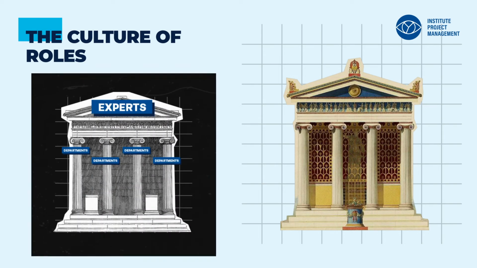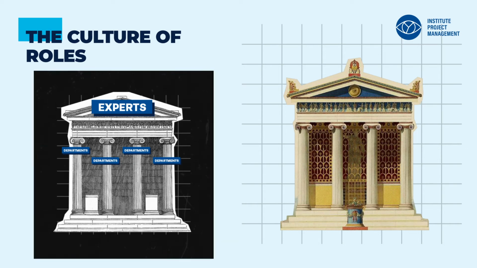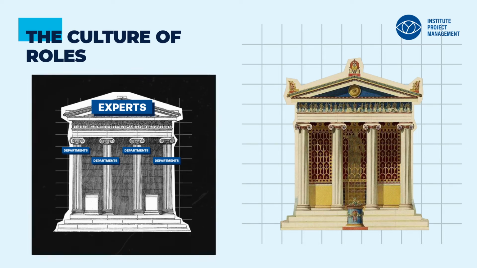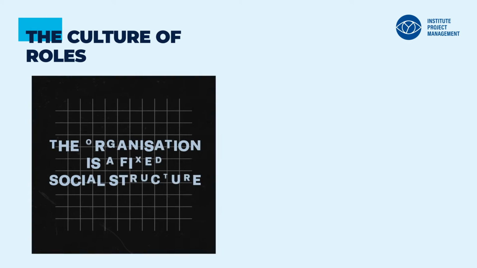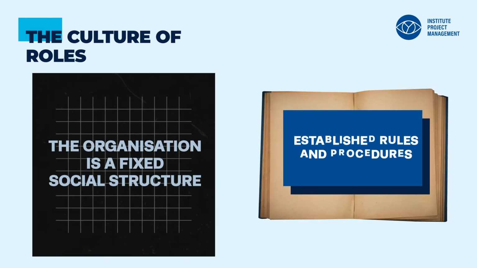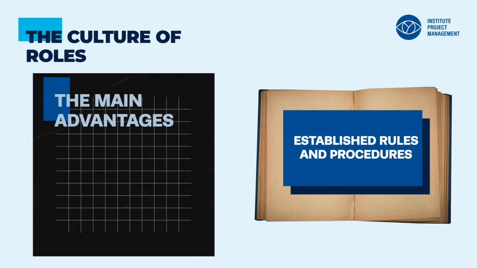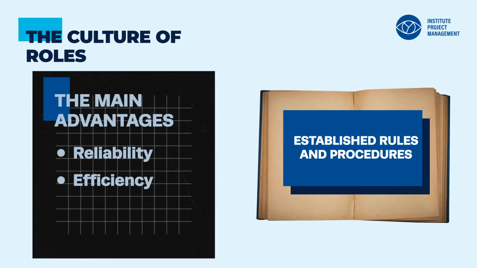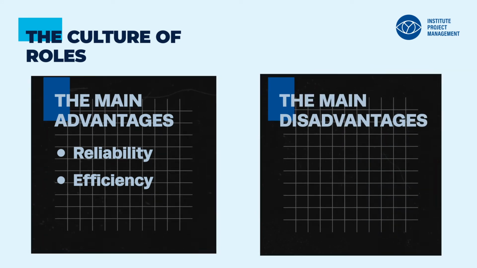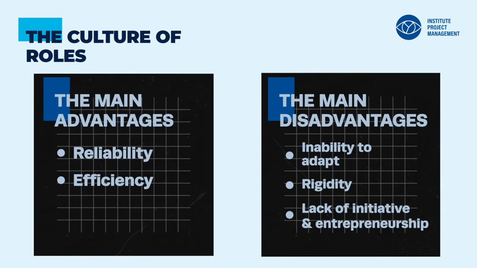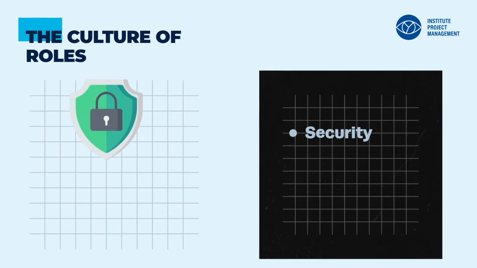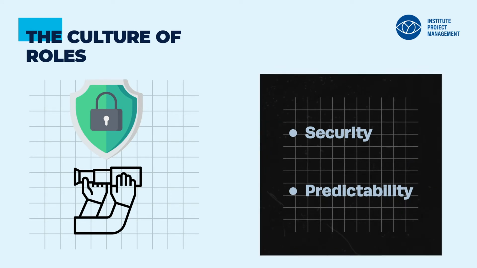In contrast to the power culture, the leader in this organizational culture is almost depersonalized. Primarily, the core is in roles or positions that individuals have, not necessarily the individuals themselves as people with personalities. In the roles culture, the organization is a fixed social structure regulated by established rules and procedures. The main advantage is its reliability and efficiency. Meanwhile, the main disadvantage is an inability to adapt, rigidity, and lack of initiative and entrepreneurship. That is why this culture is suitable for someone who loves security and predictability and avoids changes and risks.